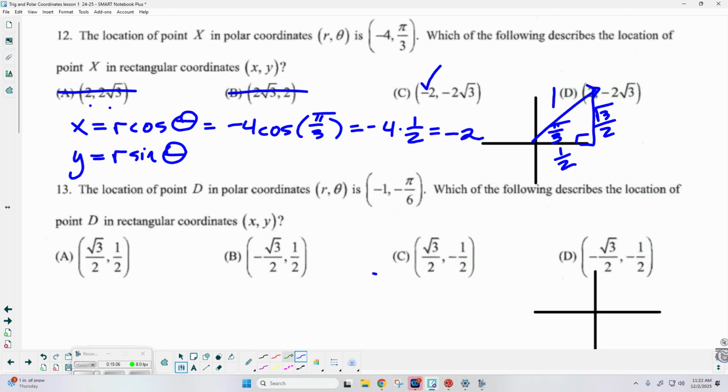Anything else? Like I said, basically, if you know how to plot a point, if you can go from polar to rectangular, rectangular to polar, and you feel comfortable with the complex plane, should be an easy quiz for you tomorrow. Doesn't take me a lot of time at all. Anything else?